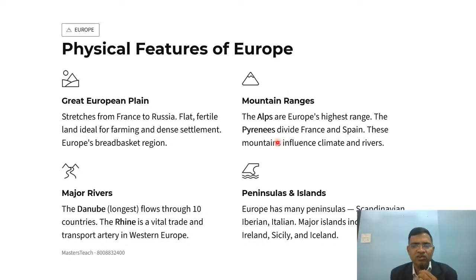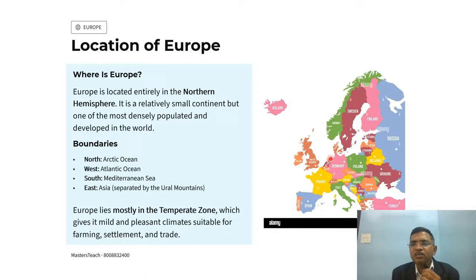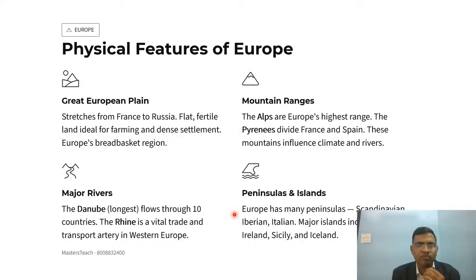The mountains: the Alps are Europe's highest range. They may ask which is the highest mountain range. It is the Alps. The Pyrenees divide France and Spain. These mountains influence the climate and rivers. Major rivers in Europe: the Danube is the longest river, flowing through almost 10 countries. What is the major river? It is the Danube. The Rhine is also vital for trade and transport in Western Europe.